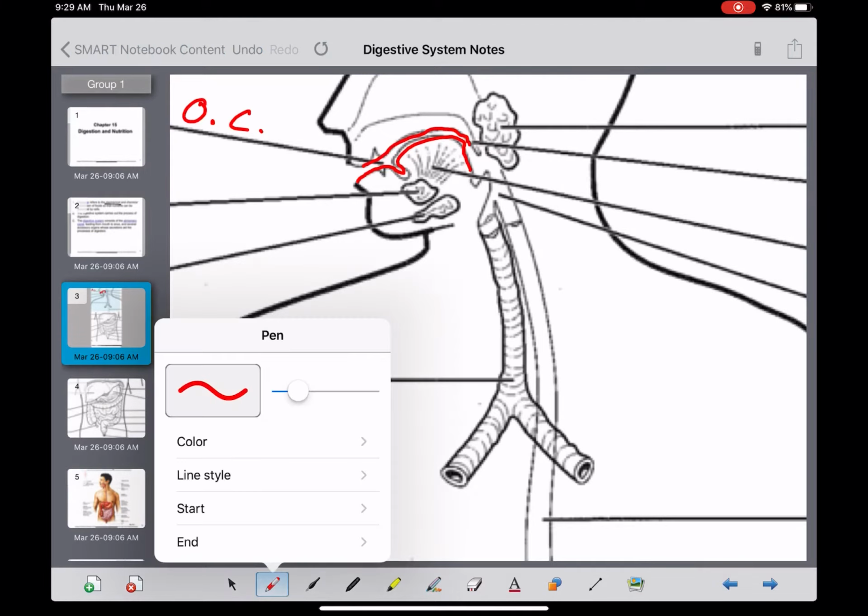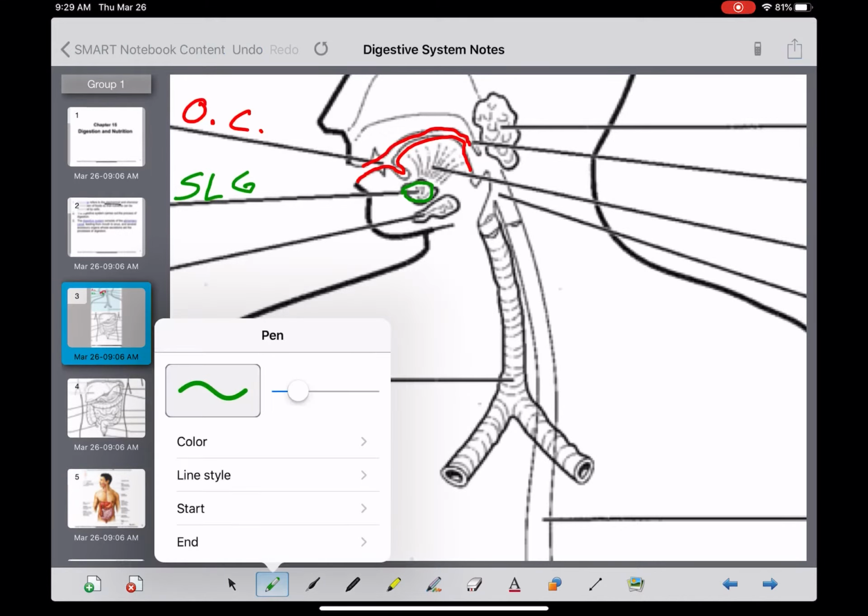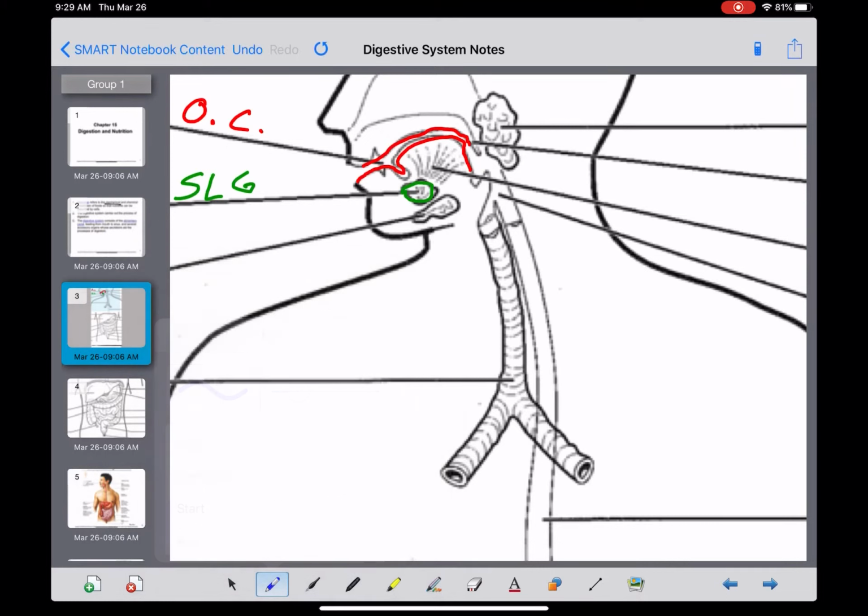The next structure here in the mouth, and I'm just going to go in colors in order, I'll outline this structure right here in green. That is the sublingual gland, okay? And that's because it's under the tongue. And then the next one here is going to be the submandibular gland because it's down in the mandible.